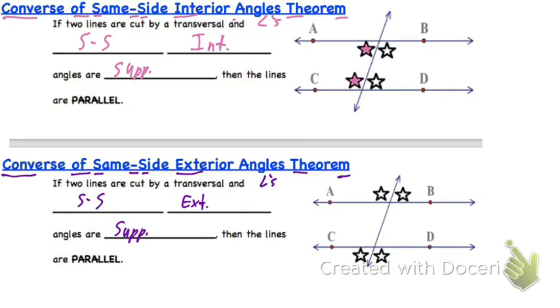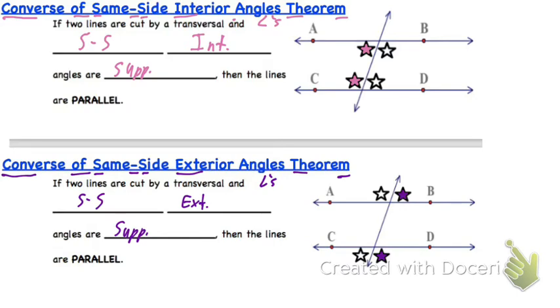So let's say I pick the top right one just to change things up a bit. Which one's my other same side exterior angle with that? Bottom right, nailed it. Same side of the transversal, also exterior. Questions on that at all?